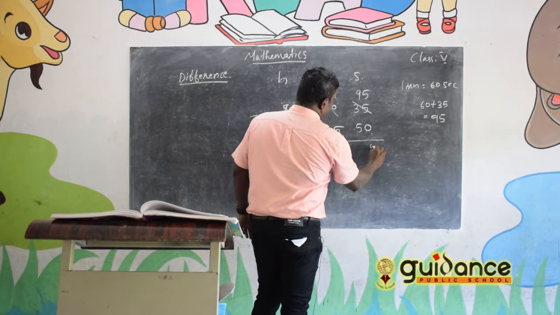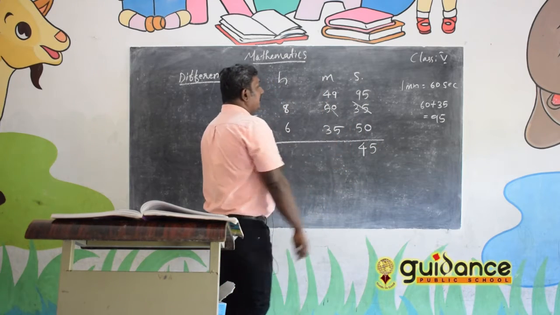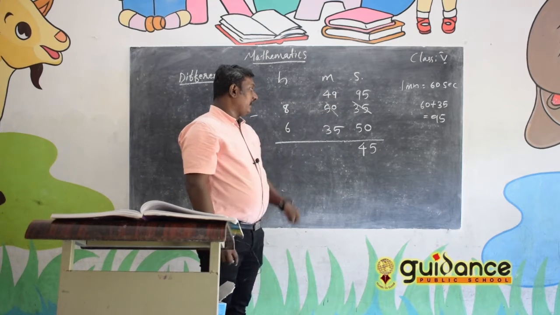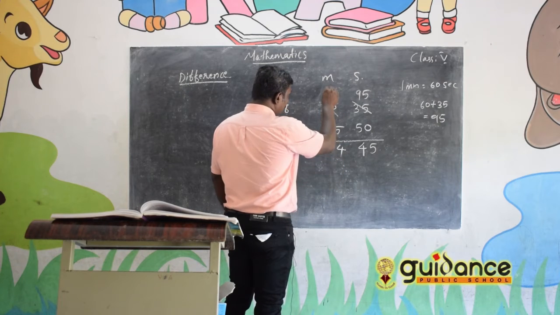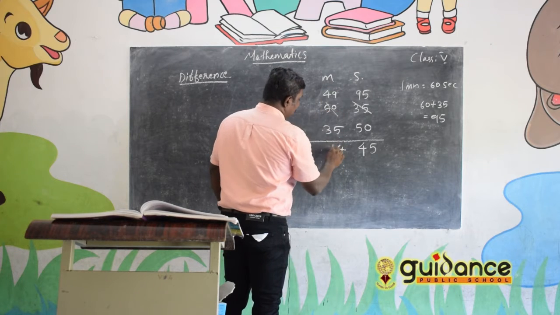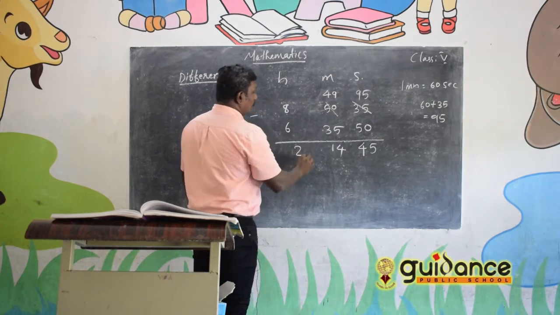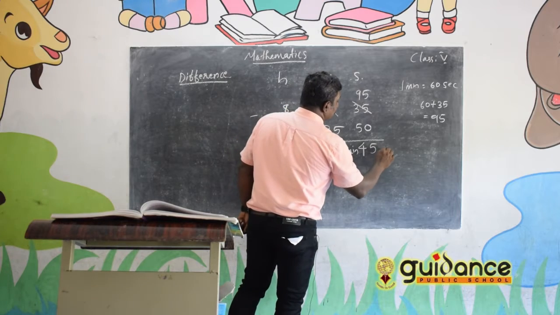95 minus 50 is 45. Then here we have 49 and 35. It is easy now, because we already know that 49 is greater than 35. So 49 minus 35 is 14. And 8 minus 6 is 2. So the answer is 2 hours, 14 minutes, 45 seconds.